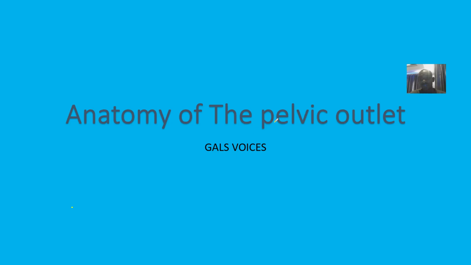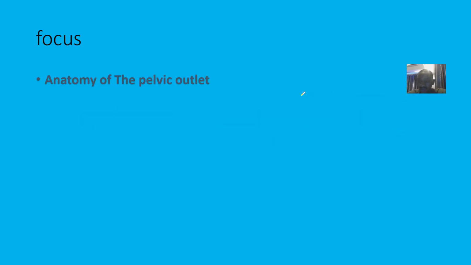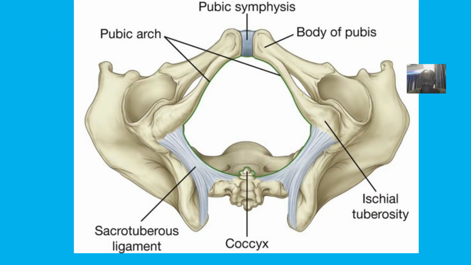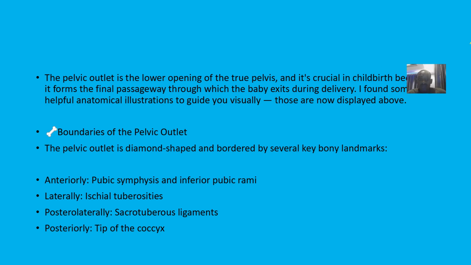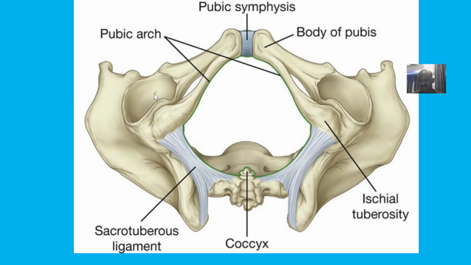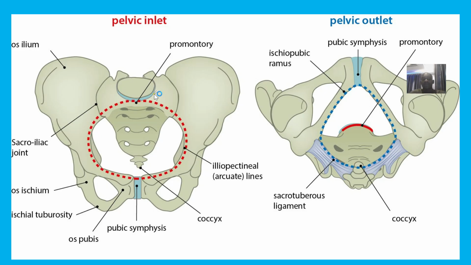So this is the pelvic outlet. We'll talk about the anatomy of the pelvic outlet. In the pelvis, the front side is the inlet, the outside is the outlet. So what are the peculiar features of the outlet of the pelvis? The pelvic outlet is the lower opening of the true pelvis. It's very important in childbirth because it forms the final passageway through which the baby will go if the baby wants to now get expelled from the uterus. So this is the inlet from inside, the outlet is the outside.